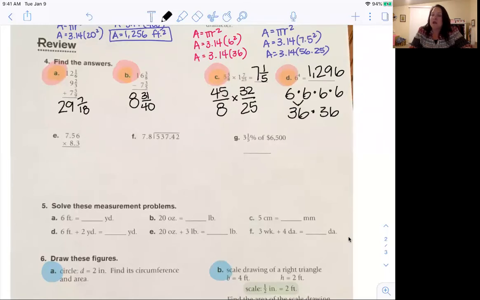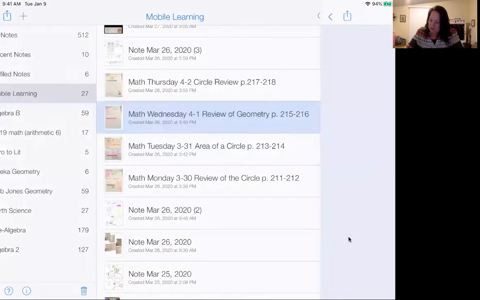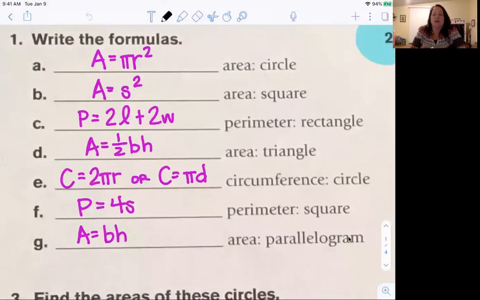So remember, if you made a mistake, that is okay. Circle it, see where you made the mistake first, and then when I talk with you later on in the week, then we'll go over it together. Okay, so let's go back to the lesson for today.